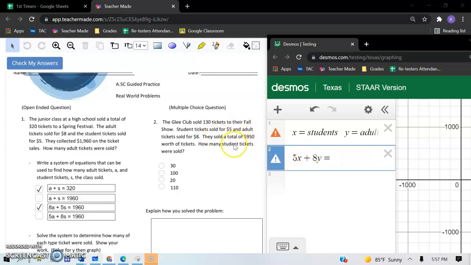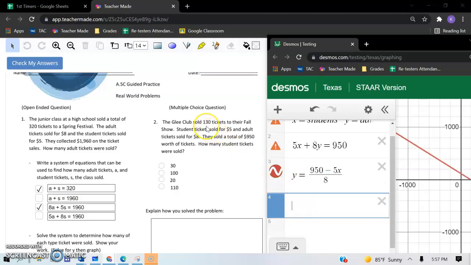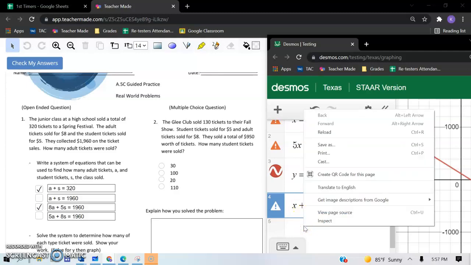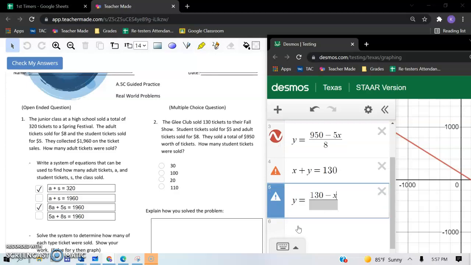We have money here, which is 950. I need to solve for y now. So y equals 950 minus 5x, divided by 8. Now let me do the other one. What is the other equation? I already used the 5, the 8, and the 950. It's 130 tickets. We don't know how many students, we don't know how many adults, but we know it's a total of 130. From there, solve for y. y equals 130 minus x, divided by positive 1.